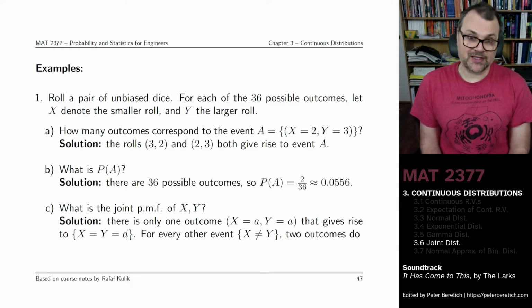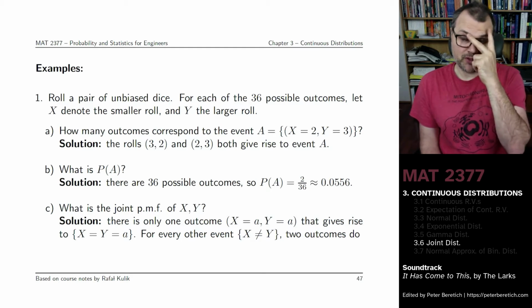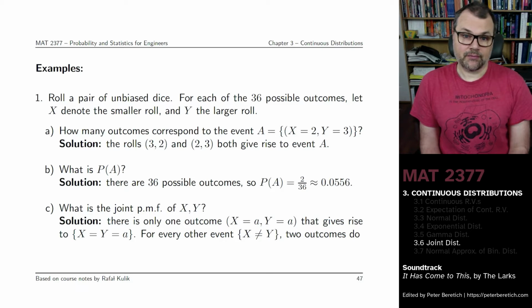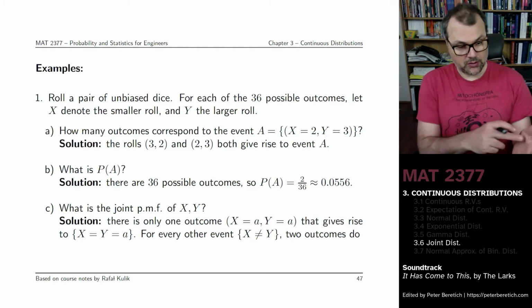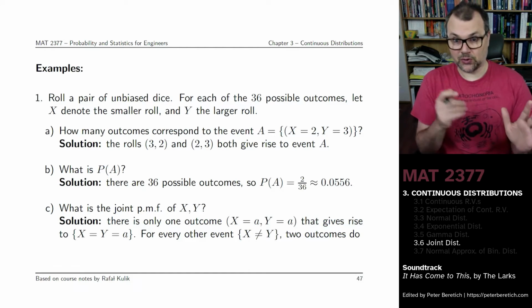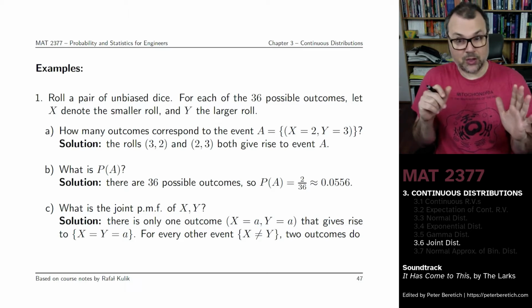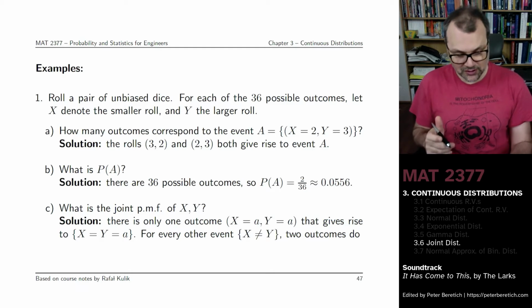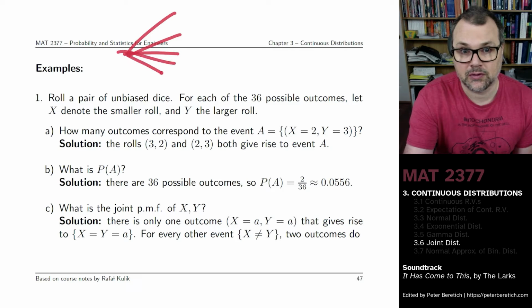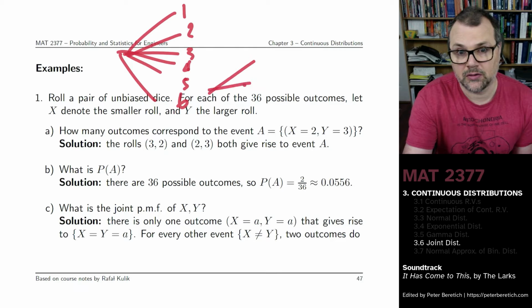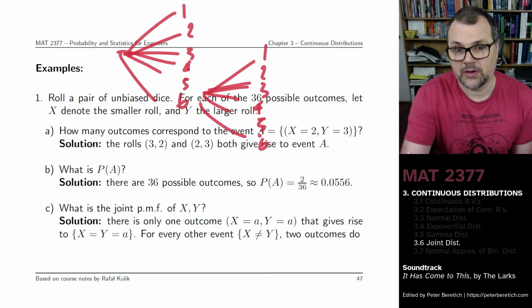Here are some examples of joint probability density functions. Let's say you have a pair of unbiased dice. You roll them. There's 36 possible outcomes, right? One of them could be 1, 2, 3, 4, 5, 6, and then you use a counting principle. The second one could also be 1, 2, 3, 4, 5, 6. So you have a total of 36 different outcomes.